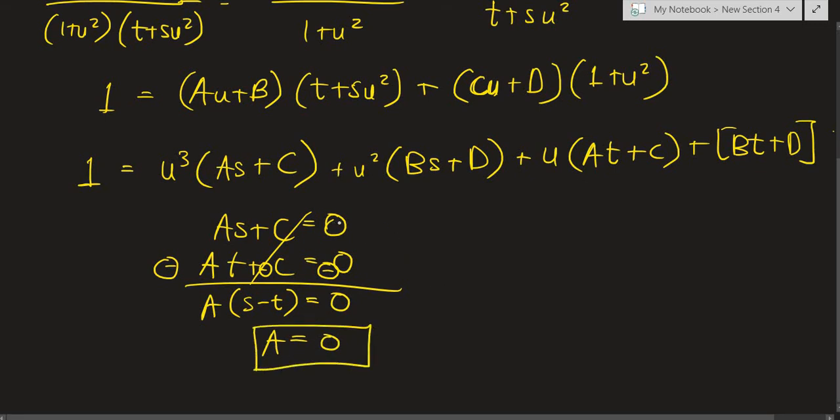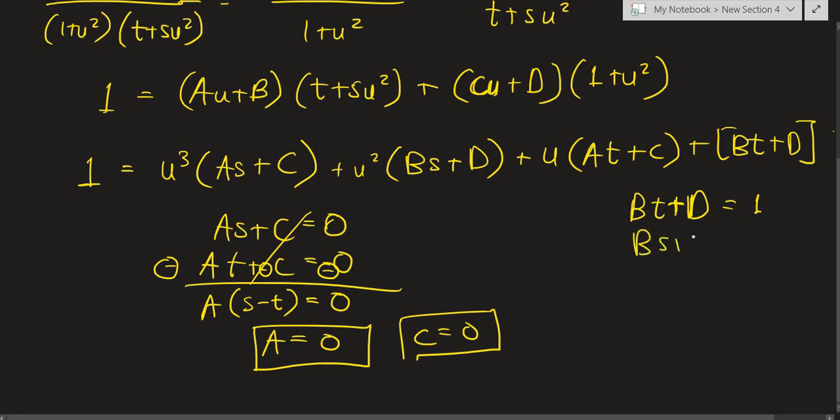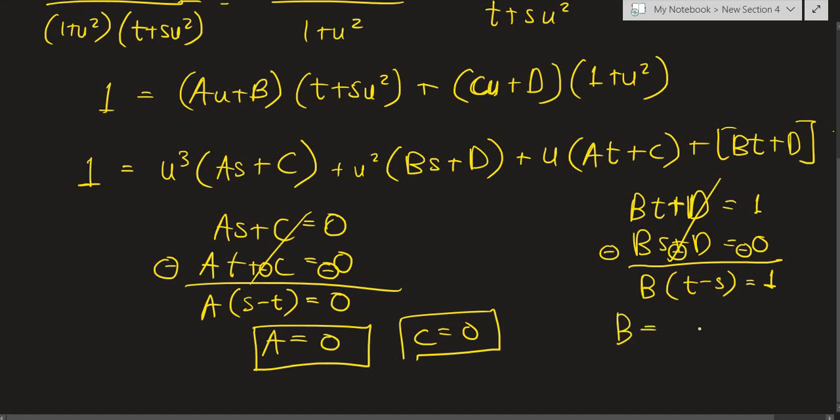Fine. Now plug it back into this first equation. We have a times s, which will be 0 because a is 0, such that we obtain c is also equal to 0. Okay, nice. Now this constant term bt plus d is equal to 1, because 1 is the only constant we have over here. While there is no u squared term, so the coefficient of u squared, bs plus d, has to be 0. Now subtracting the second equation from the first, the d's will go out. We have b times (t minus s) equal to 1. So now dividing both sides by t minus s, we have b is equal to 1 over t minus s.